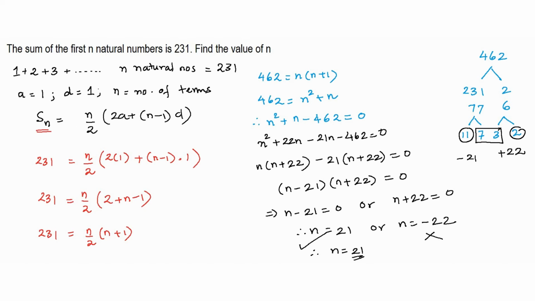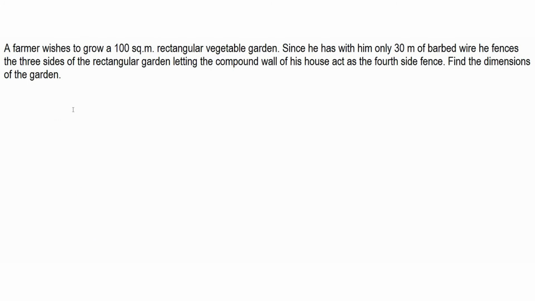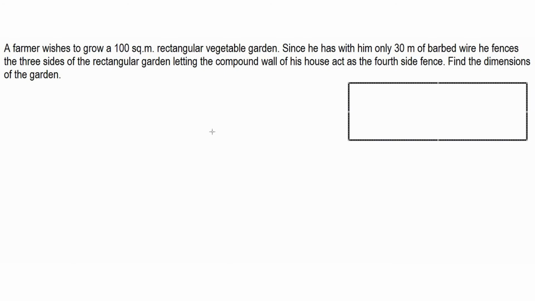Moving on to the next question. So let's take a look at the next question. A farmer wishes to grow a 100 square meter rectangular vegetable garden. So this is the rectangular vegetable garden that he wants to grow. So let the length be L and let the breadth of this particular rectangle be B. So the length is L and the breadth of this rectangular garden is B.